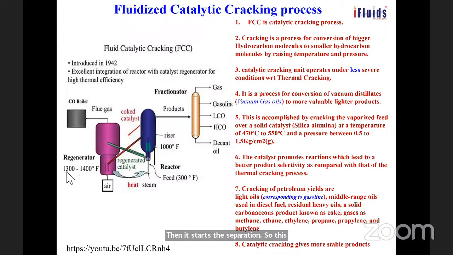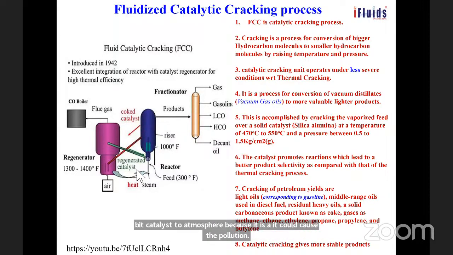The regenerator is operated in the range of 1300 to 1400 degrees Fahrenheit. Air is supplied from the bottom, and due to the high temperature and the oxygen availability, the coke is burnt. The flue gases go through a CO boiler, where water is converted to steam. Still, whatever catalyst is coming along is also trapped, because you cannot allow the flue gas with catalyst to go to the atmosphere, as it will cause pollution problems. So that will again be trapped. So this is the whole thing about the FCC.